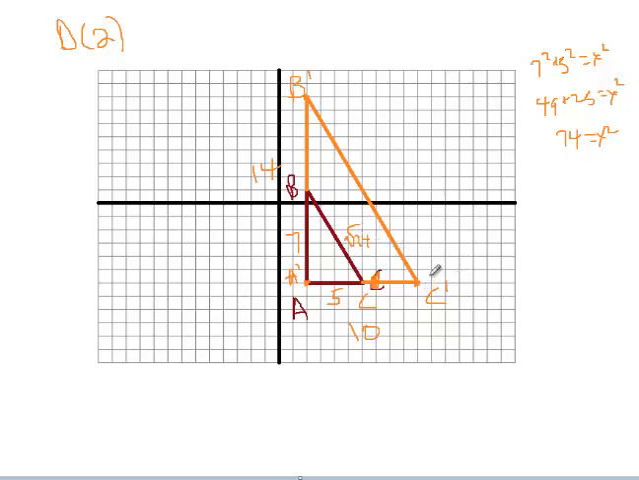And the long one, B prime, C prime, well, again, let's use the Pythagorean theorem. a squared plus b squared equals c squared. 10 squared plus 14 squared equals c squared. 10 squared is 100. 14 squared is 196. 100 plus 196 is 296. So c squared equals 296. So this is the square root of 296. It doesn't look like it's double, but it is. This is the square root of 74. This is the square root of 296.